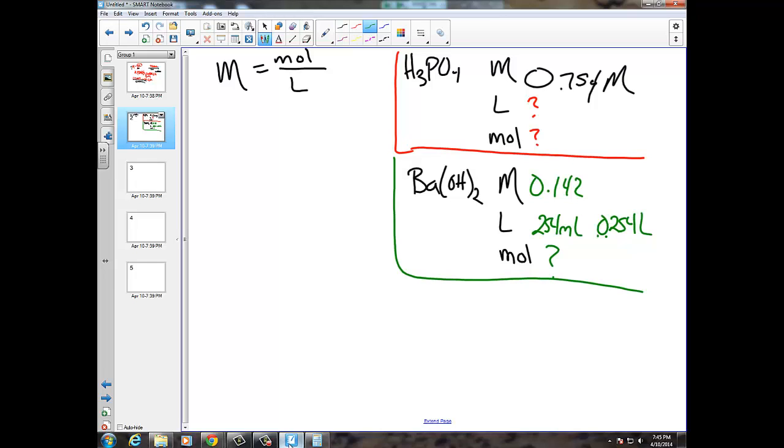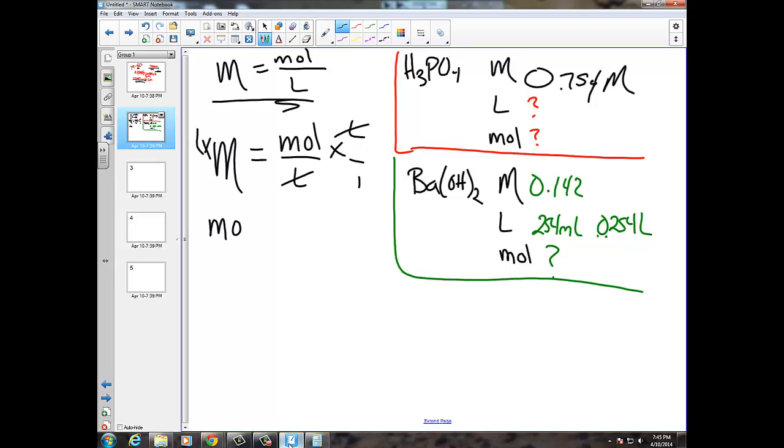So for that equation, I'm going to rearrange it for moles. So what I do is I've got to multiply. Again, write your original equation. Molarity equals moles over liters, times liters over here. So that cancels. Moles equals molarity times liters. Well, I've got a molarity value, 0.142, times liters, which is 0.254 liters, and this is moles per liter. So I'm going to get an answer in moles.